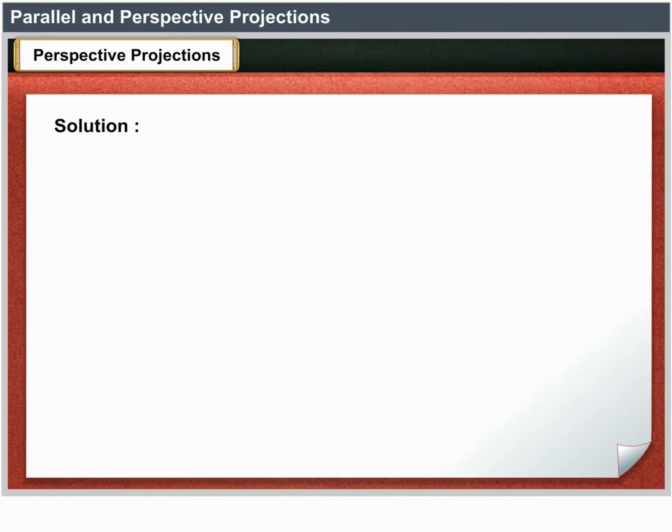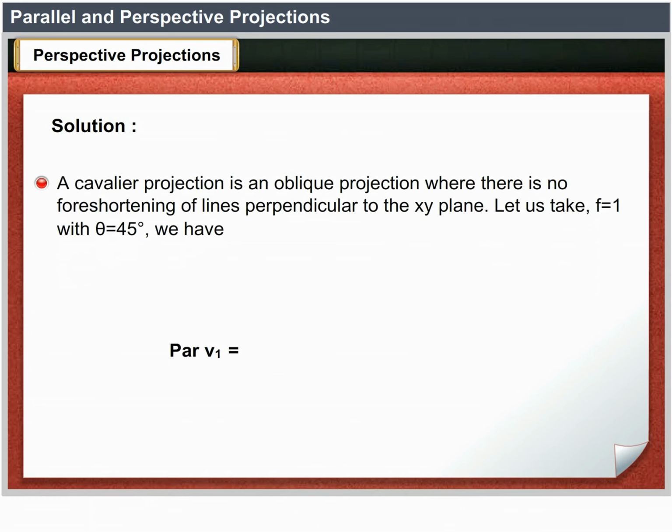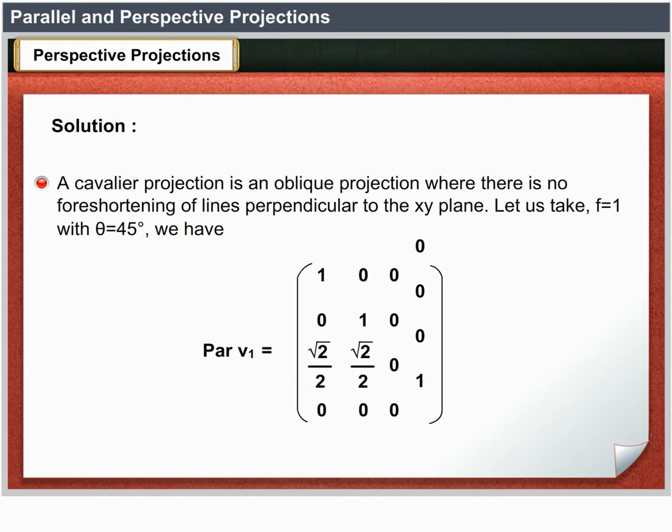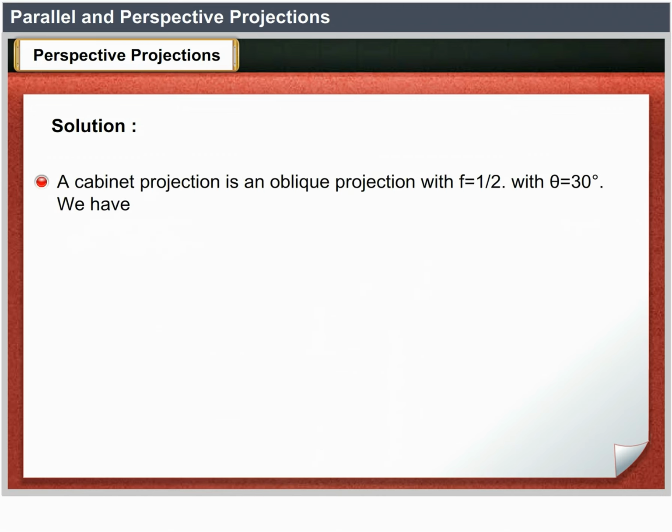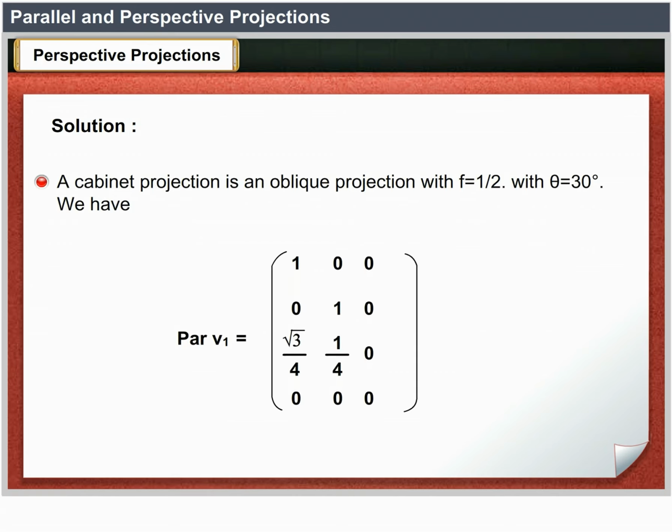Solution: a Cavalier projection is an oblique projection where there is no foreshortening of lines perpendicular to the xy plane. Let us take f equals 1 with theta equals 45 degrees. We have the matrix below. A cabinet projection is an oblique projection with f equals 1/2 with theta equals 30 degrees.